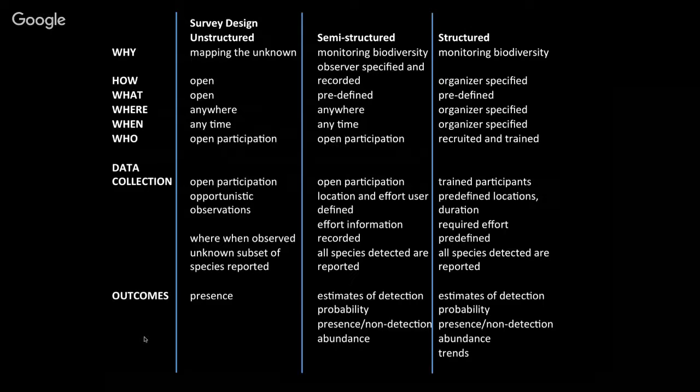So for unstructured, the real concept is determining where species occur. For so much biodiversity, we have no idea where species are. And to best collect that information, how people collect these observations is relatively open, often opportunistic. What they collect is often open and opportunistic. Where, they can do that anywhere; when, anytime; and the participation is open to the public.